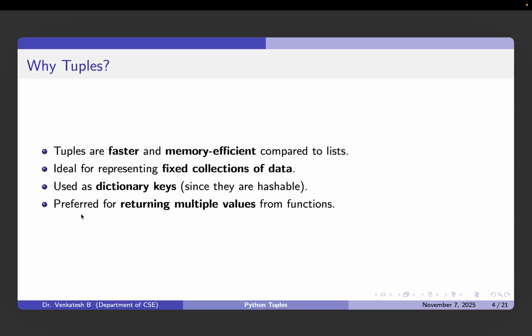Tuples are also preferred for returning multiple values from a function. Suppose a function is returning some values. In C, we can return only one value, whereas in Python, a function can return multiple values. We can see it in the lab part. During the lab session, we can see how multiple values can be returned by a function.